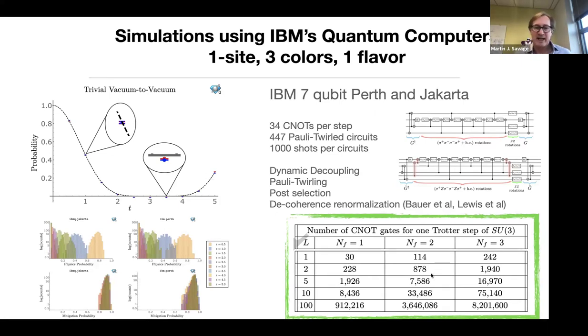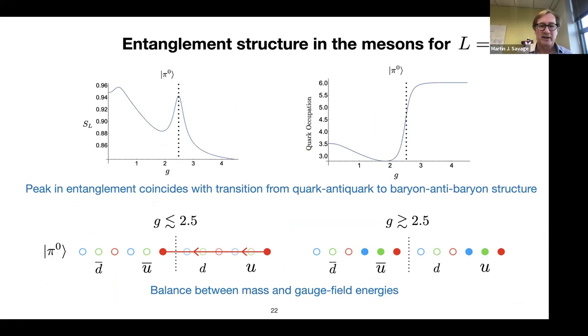But now the fact we can actually sustain more than 10,000 CNOT gates means we're in the region of doing two flavors with probably L equals 10 with two flavors in 1D. So it's starting to get into the situation to be able to do real things in QCD. Again, this is work in progress. We looked at what the meson wave functions were in this 1D QCD simulation as a function of coupling, and we saw the transition from the mesons being predominantly q-qbar states to being predominantly baryon, anti-baryon states. As the coupling gets strong, each site wants to be a color singlet, so it turns into a baryon. That was an interesting piece of physics, and it was diagnosed by looking at the entanglement entropy.